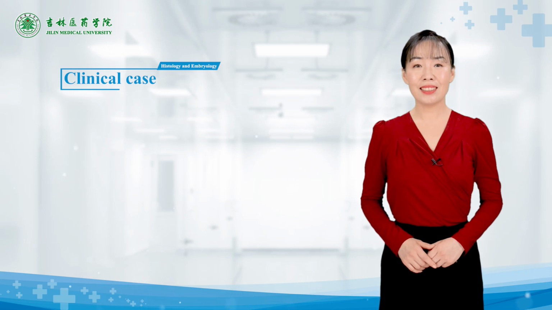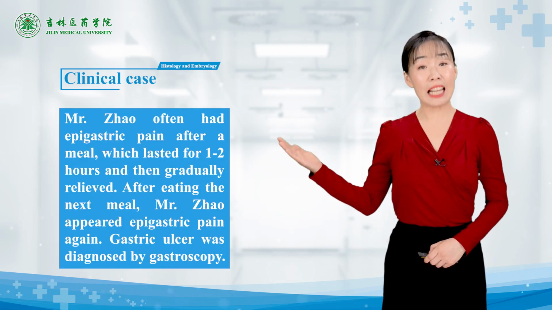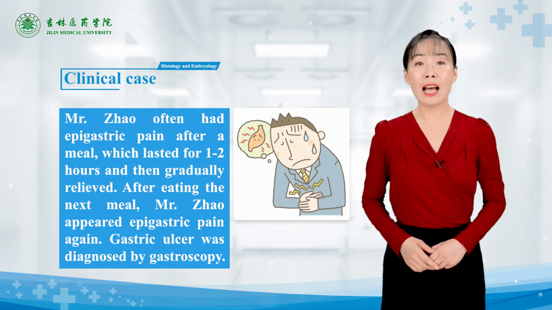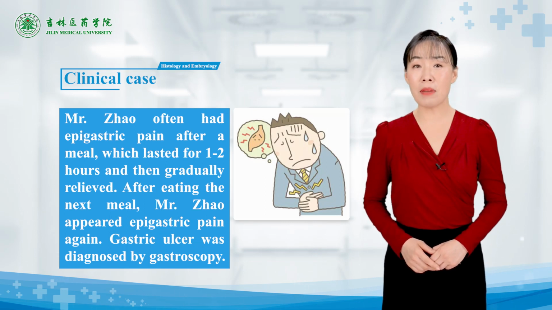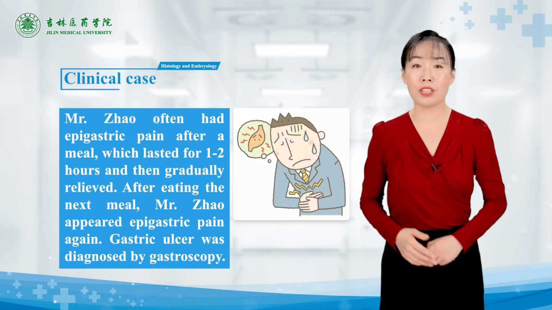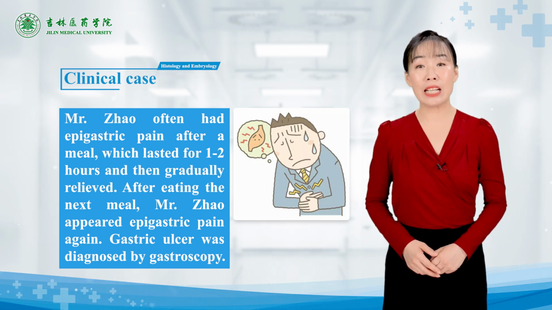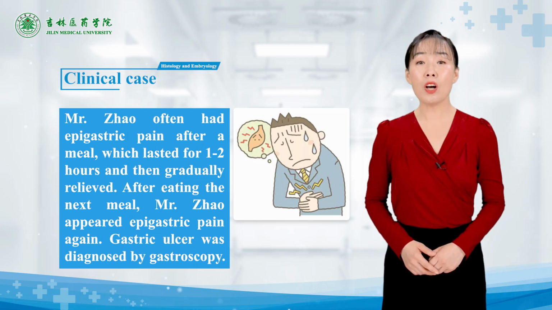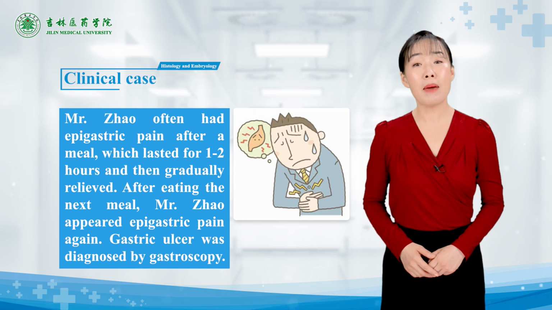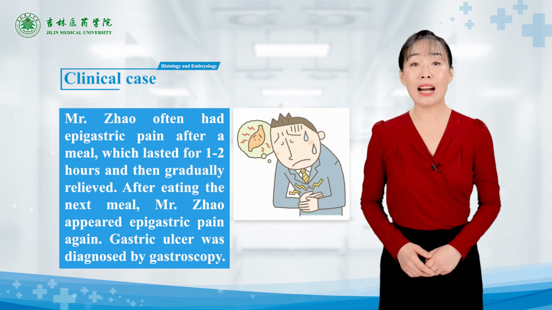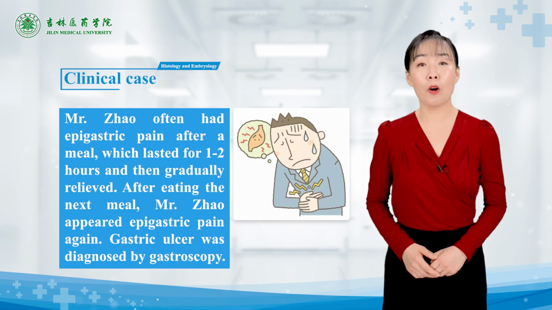Hello everyone. Now let's look at a clinical case. Mr. Zhao often had epigastric pain after a meal, which lasted for 1 to 2 hours and then gradually relieved. After eating the next meal, Mr. Zhao had epigastric pain again. Gastric ulcer was diagnosed by gastroscopy.